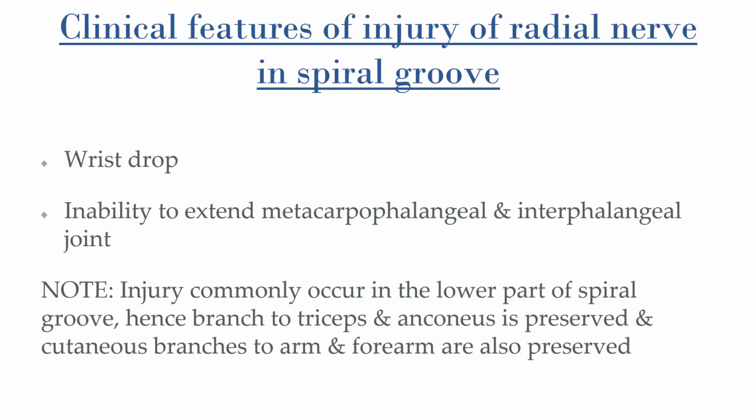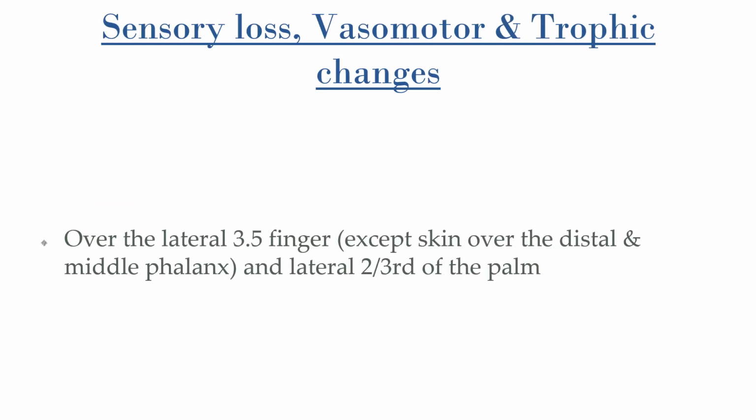When the radial nerve is injured in the spiral groove, in this condition, extension at elbow joint is preserved because when the radial nerve reaches the spiral groove, it has already given branch to long and the medial head of the triceps, and hence weak extension at elbow joint is yet possible in cases with radial nerve injury in spiral groove. The other features will be same as that previously discussed. The patient will have wrist drop, the patient will have inability to extend metacarpophalangeal and interphalangeal joint. The sensory and the vasomotor changes will be same.